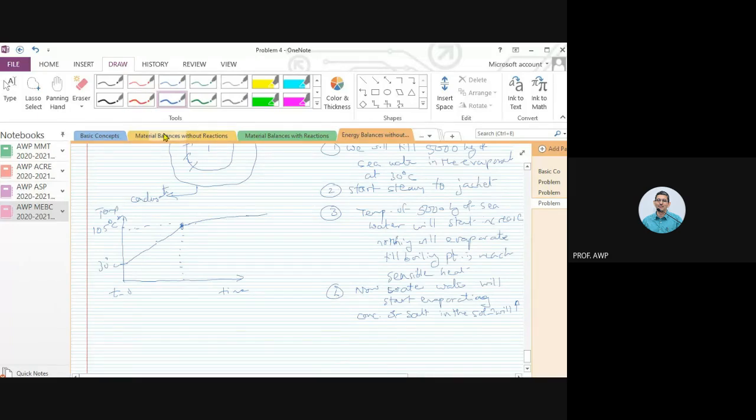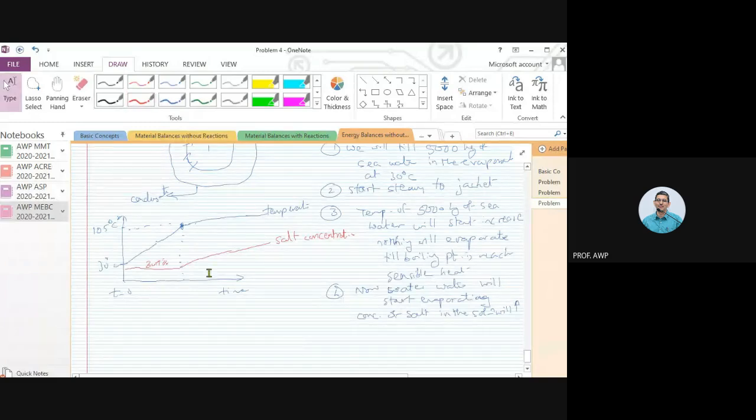So if I plot different parameters, this is the temperature. If you plot salt concentration, let's say this is 3 weight%. Slowly the salt concentration will keep on increasing. I'm plotting different things on the same graph just to show you how things are happening. In the blue I'm plotting the temperature, in the red I'm plotting the concentration of the salt solution inside that evaporator.